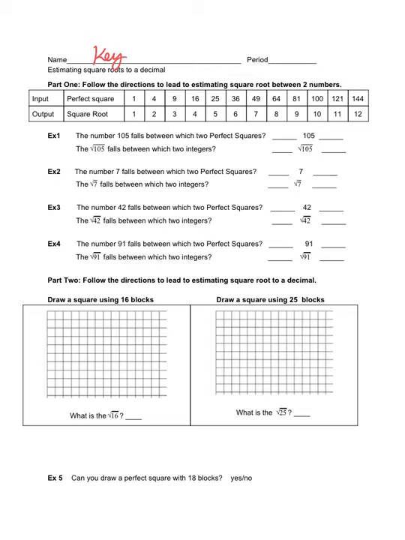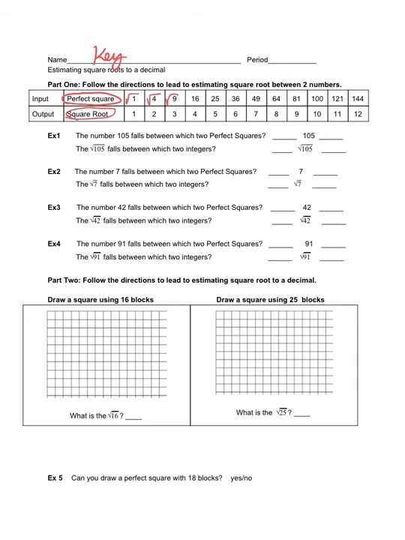This is a lesson on estimating square roots, and it builds upon a previous lesson. We have talked about perfect squares, like 1 times 1, 2 times 2, 3 times 3. And then what's the square root? The square root of 1 is 1. The square root of 4 is 2. So if we input a 9 to find the square root, the output would be 3.